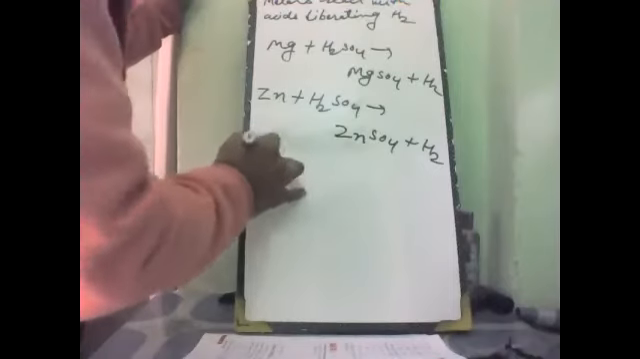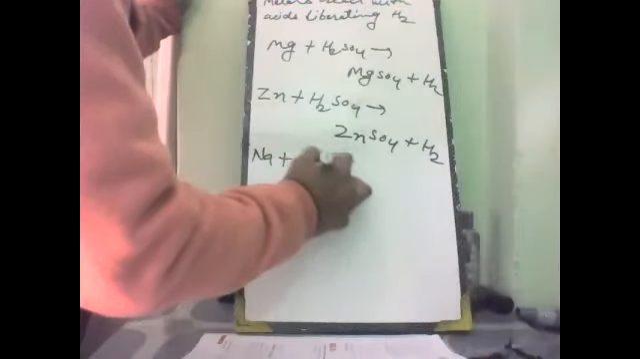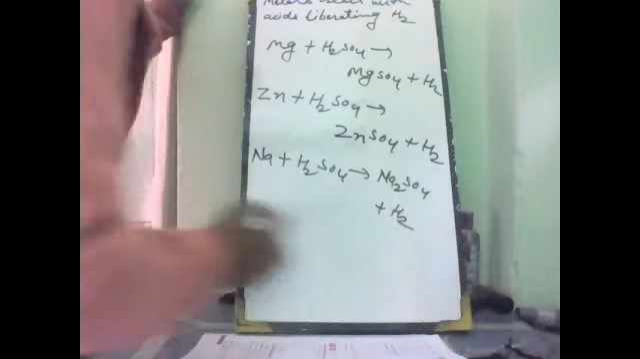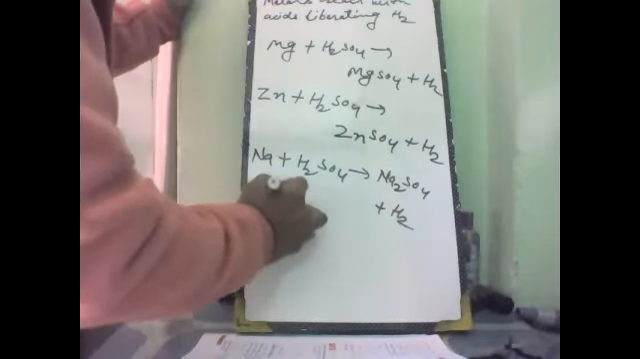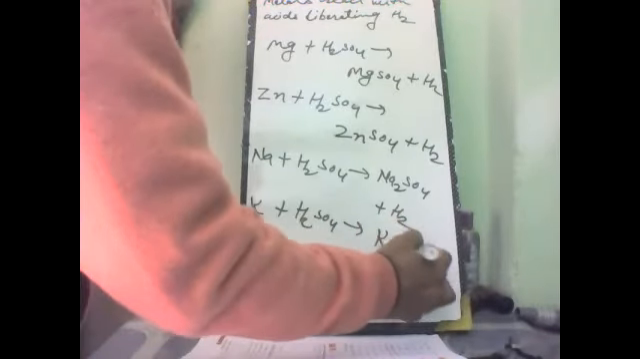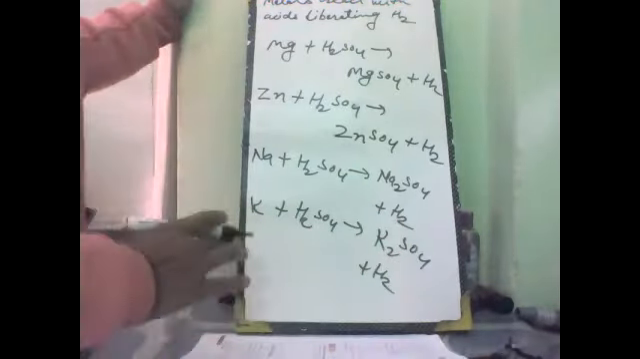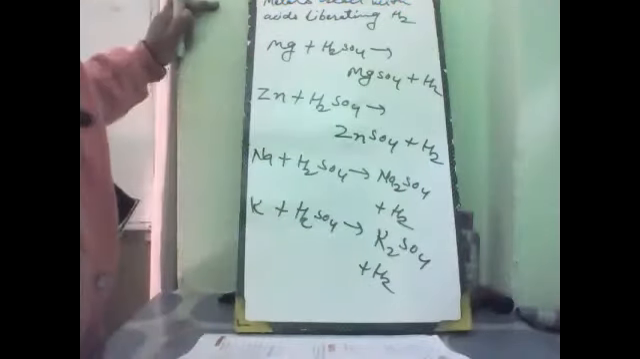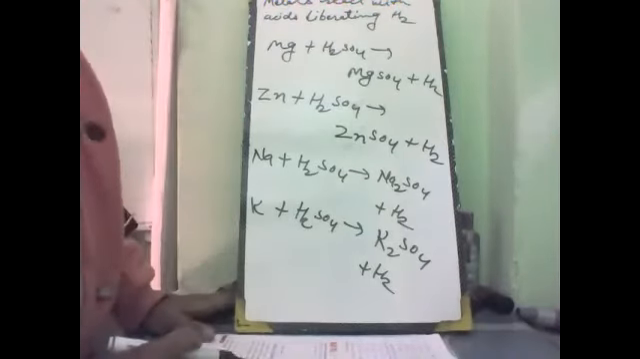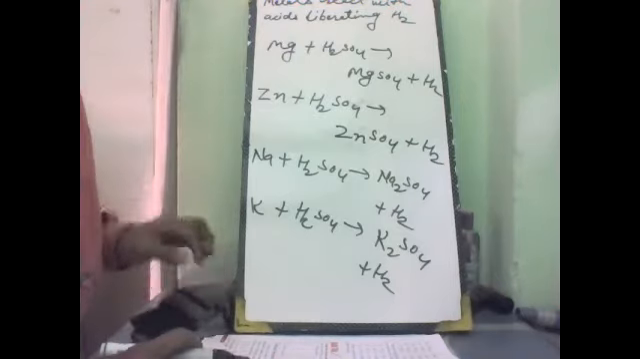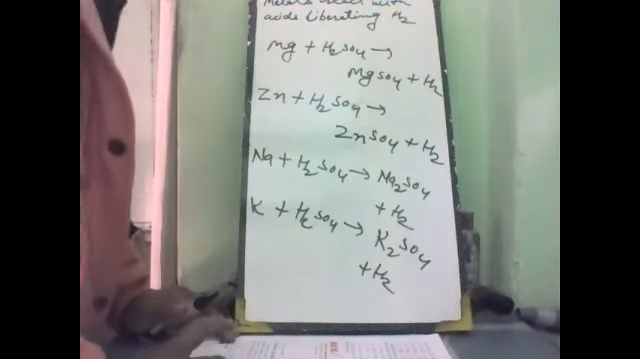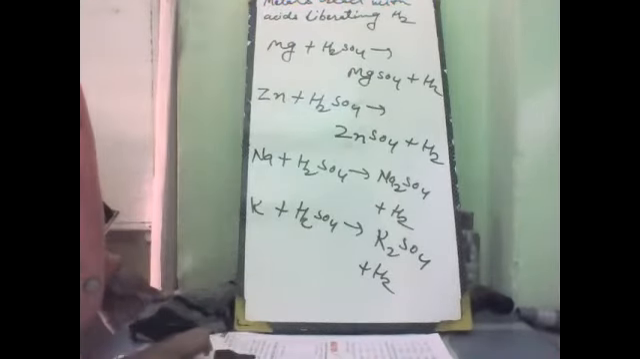Sodium reacts with sulfuric acid, H2SO4, and it forms sodium sulfate, Na2SO4, and releases hydrogen. Same for potassium. When potassium reacts with sulfuric acid, it forms K2SO4 and releases hydrogen. In case of copper, no reaction takes place between copper and sulfuric acid. Metals above hydrogen react with cold water and dilute sulfuric acid, liberating hydrogen gas.